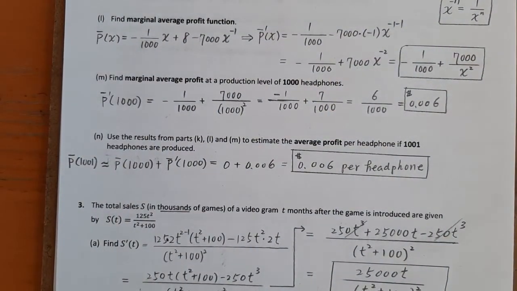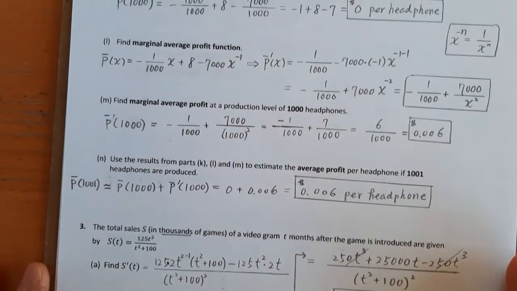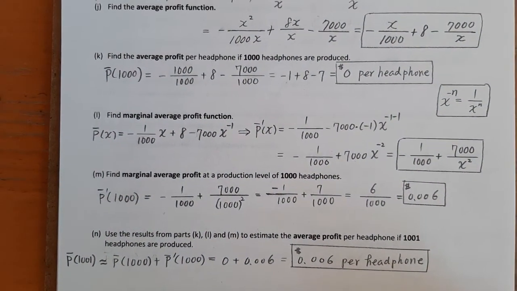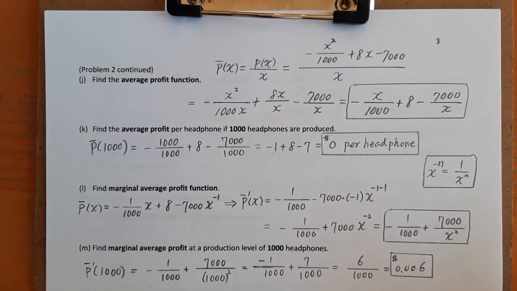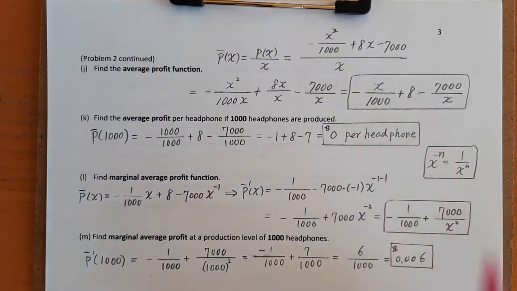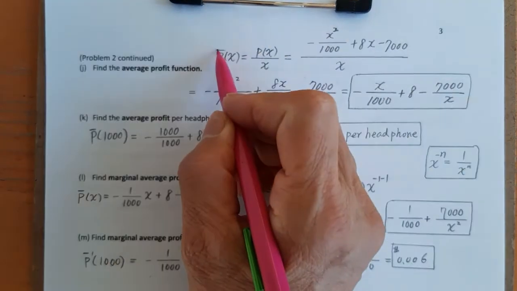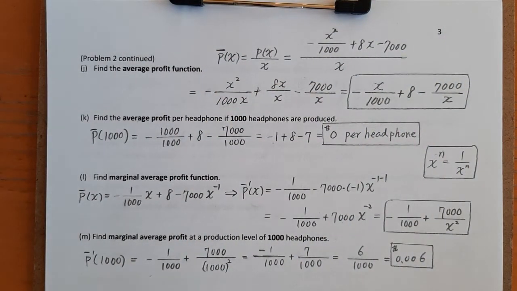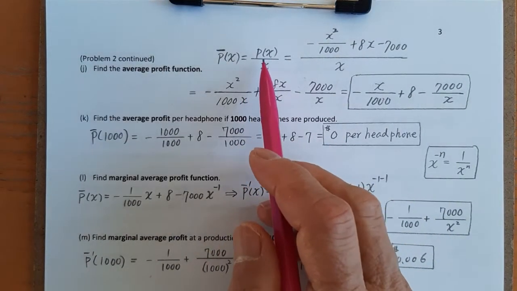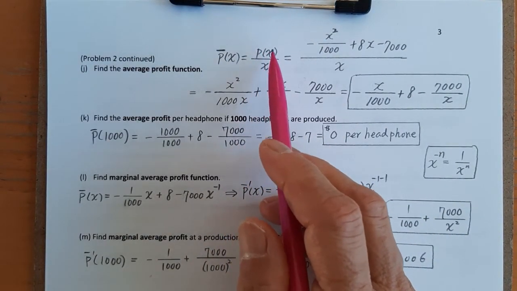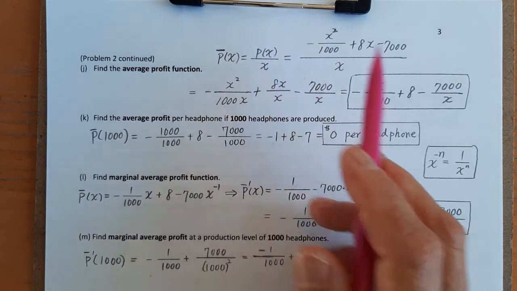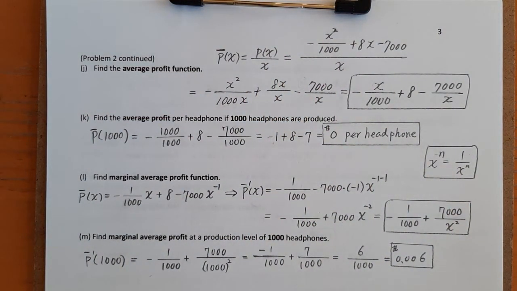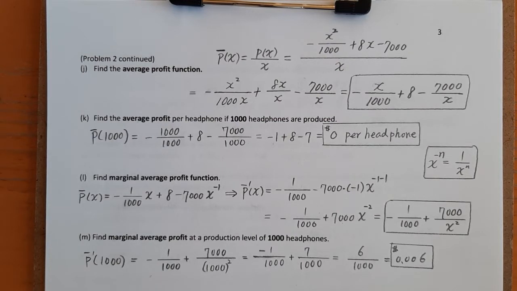The next one, find the average profit function. For the average profit function we use P bar. P bar of x equals the profit, P of x, divided by x units. That's per unit. How much profit? That's what we call the average profit function.